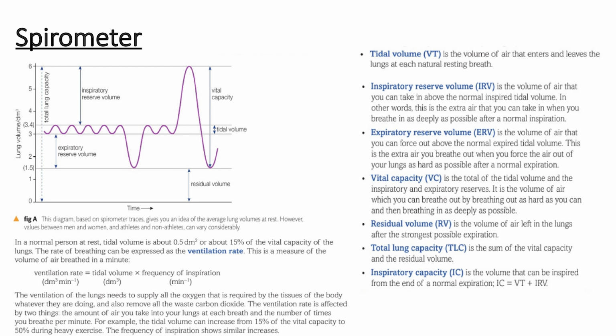For example, the tidal volume can increase from 15% of the vital capacity to 50% during heavy exercise. Of course, during heavy exercise, we need to breathe in more and more oxygen, so the tidal volume increases. The frequency of inspiration shows a similar increase. So there is a pattern that we need to dissect, and if there is an interpretation question, we will use these data from the graph and write them down on the paper.